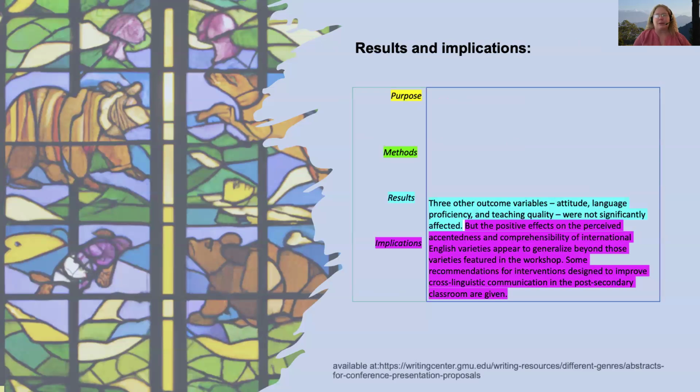Let's look at the George Mason example. Results. 3 other outcome variables, attitude, language proficiency, and teaching quality, were not significantly effective. But the positive effects of the perceived accentedness and comprehensibility of international English varieties appeared to generalize beyond these varieties featured in the workshop. Some recommendations for interventions designed to improve cross-linguistic communication in the post-secondary classroom are given.